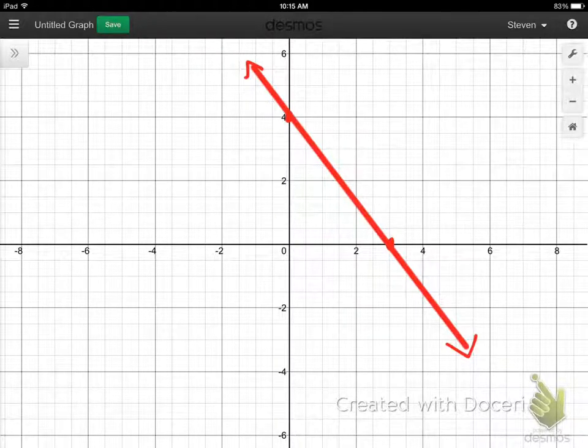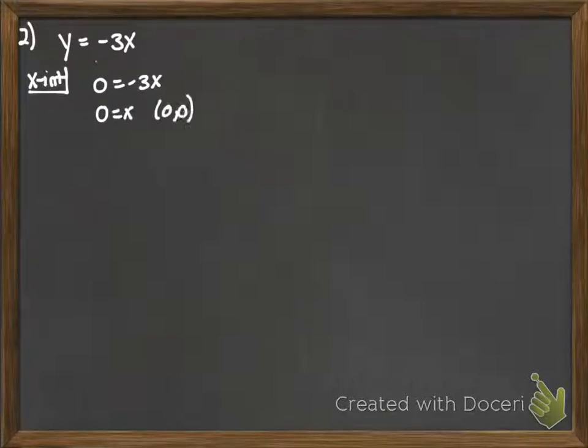Okay, let's move on to another example. Consider the equation y equals negative 3x. So again, we want to find our intercepts. So for x, we replace y with 0. Get 0 equals negative 3x. Then we solve that equation by dividing both sides by negative 3. We find our x-intercept is (0, 0).